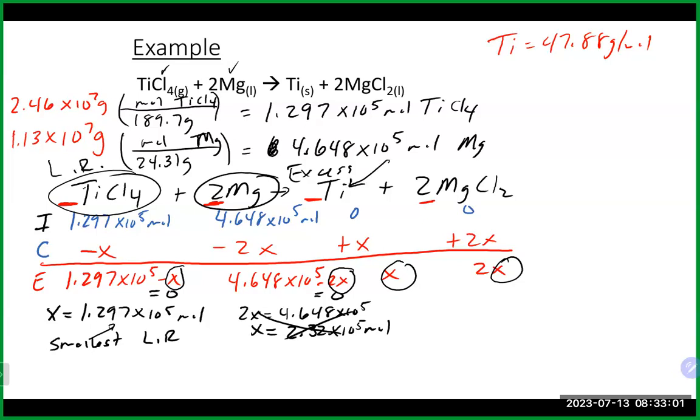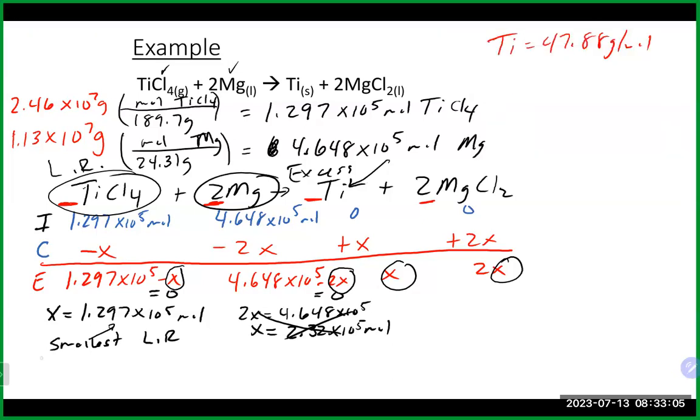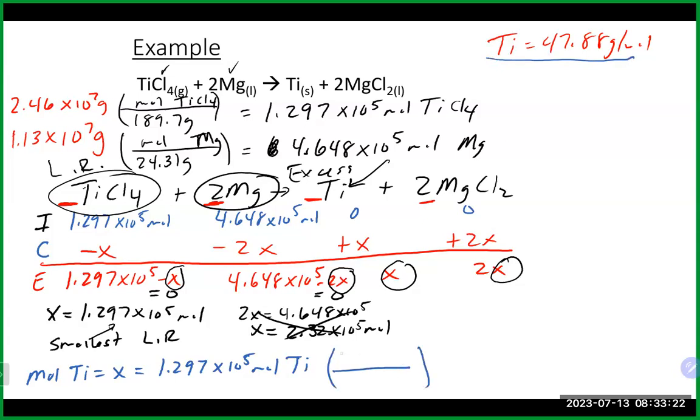And from the table, we can see that at the end of this reaction, the moles of Ti will equal x, which means it equals 1.297 times 10 to the 5th moles of Ti. Using our molar mass from the periodic table, we're going to multiply by it, which is 47.88 grams per mole.